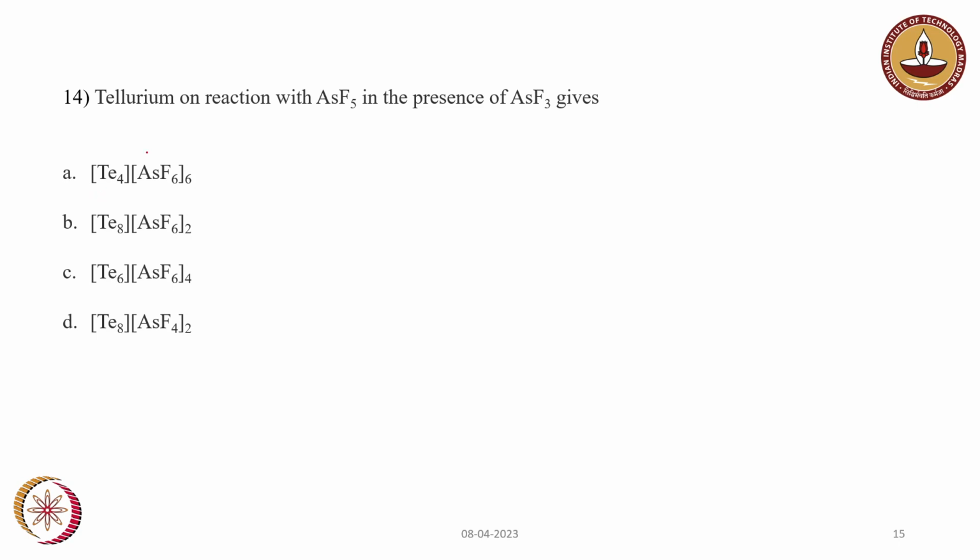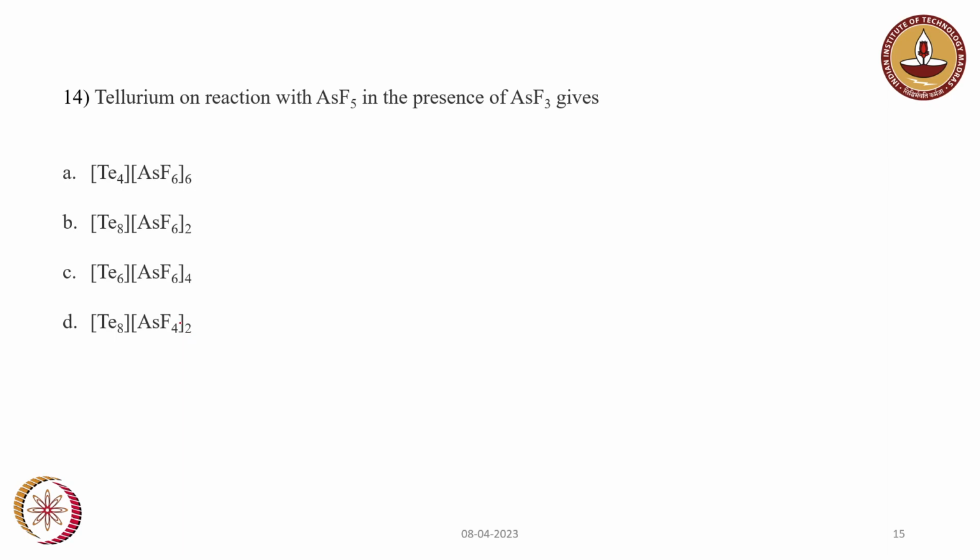The next question is: tellurium on reaction with AsF5 in the presence of AsF3 gives option A, Te4(AsF6)6, and option B, Te8(AsF6)2. Option C is Te6(AsF6)4, and option D is Te8(AsF6)2.